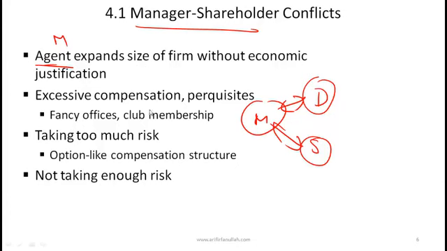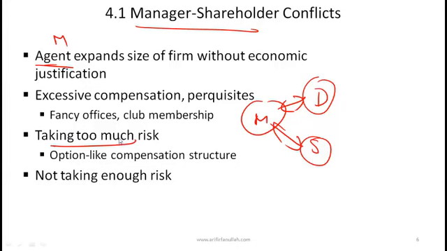Excessive compensation, perquisites, etc., so fancy offices, club membership does not add value to the shareholder, but it benefits the manager. Taking too much risk. So if a manager's compensation is based on a certain fixed amount, and then based on the company's stock price going through the roof, there is an incentive for the manager to take excessive risk, because if the risk pays off, he makes a ton of money. If the risk does not pay off, then he still makes his salary.